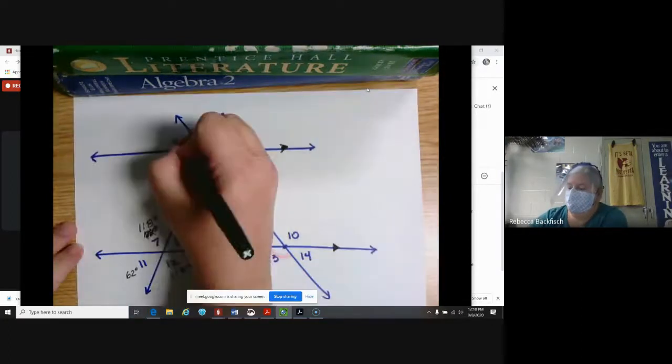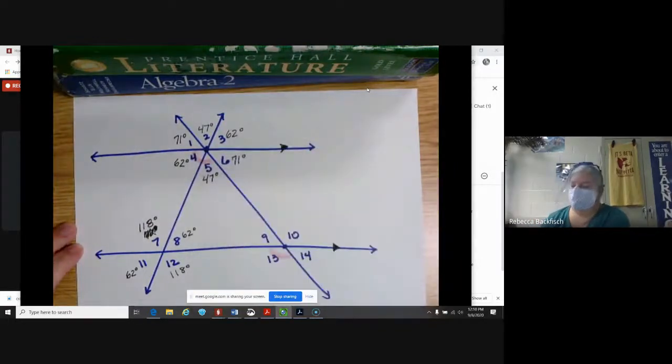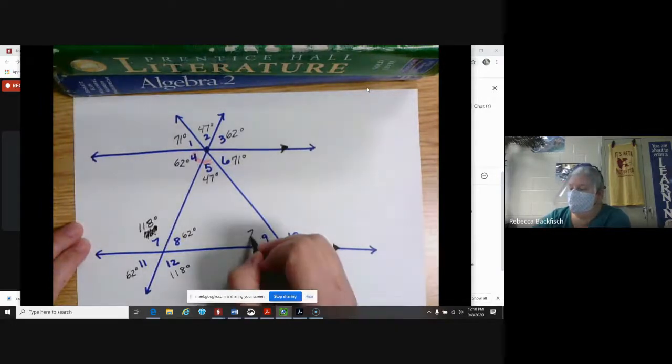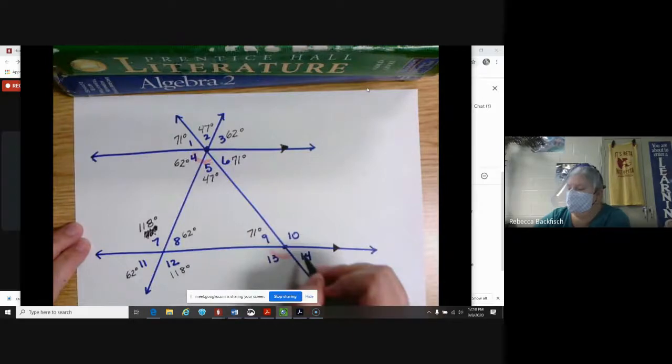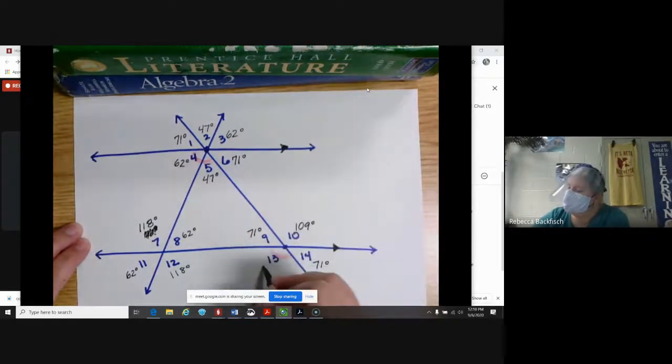71 is correct. Okay, now we just said a second ago that 6 and 9 are alternate interior angles, so that gets us down here. So once we're down here, everything else falls into place because it's linear pairs or vertical angles.